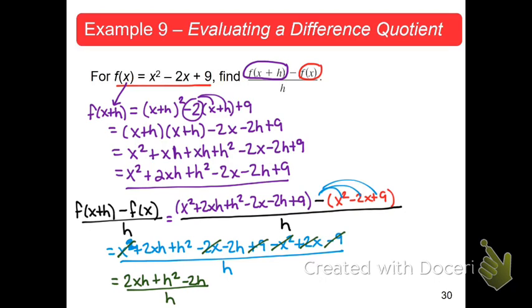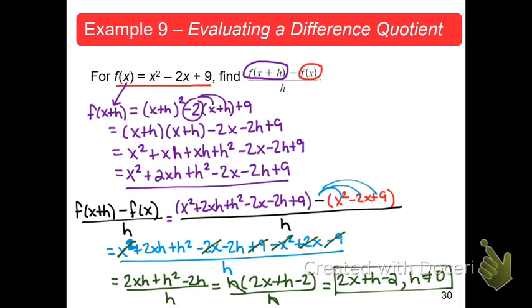Every time we do this, we end up with a bunch of h's on top still, so you should be able to factor out a common h. When you do that, you get h times 2x plus h minus 2 all over h, and then these h's will cancel. So I find that my difference quotient is equal to 2x plus h minus 2, and then bring back that h cannot equal 0. And there's your solution for the difference quotient.